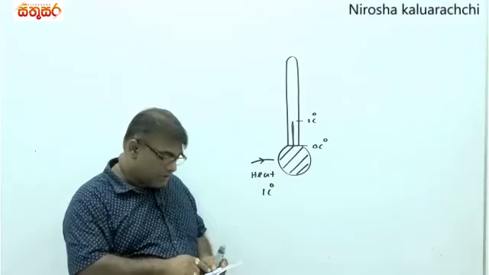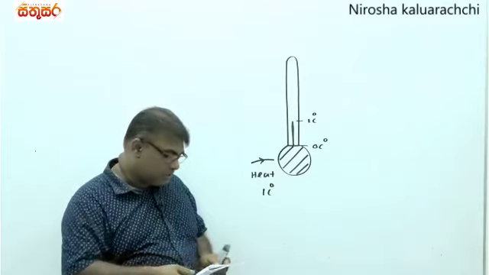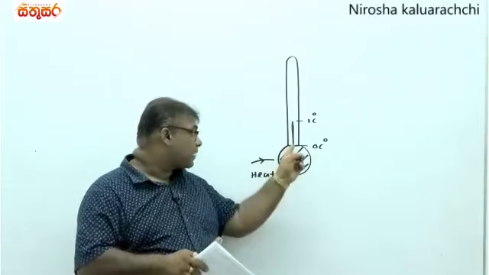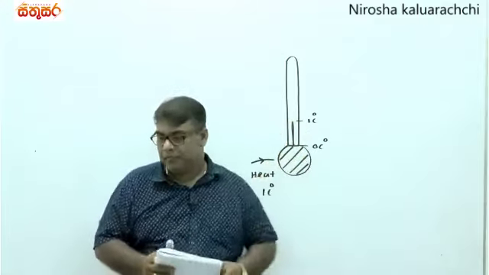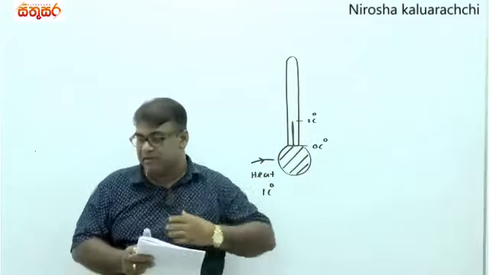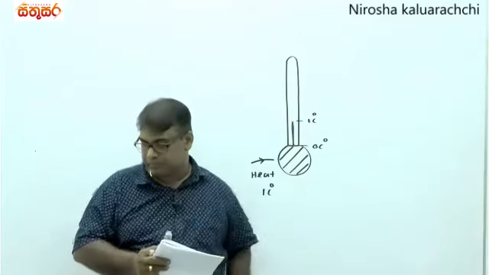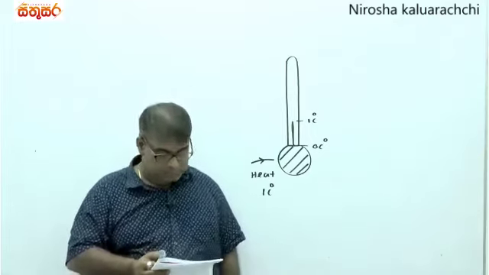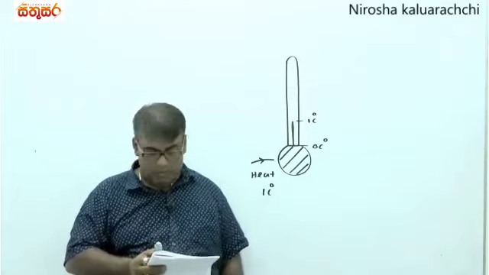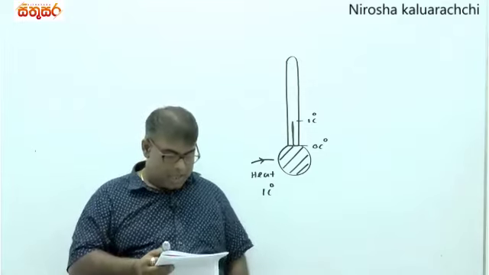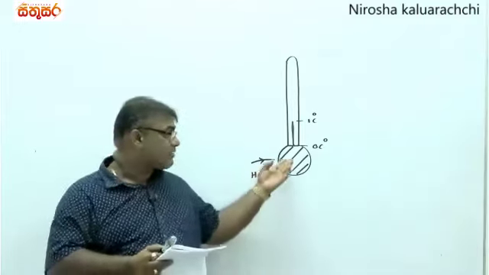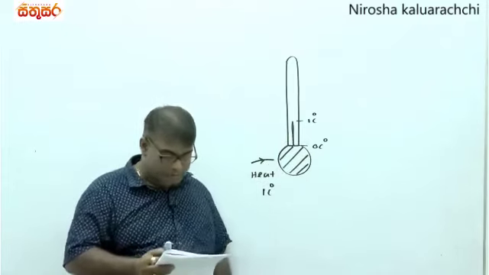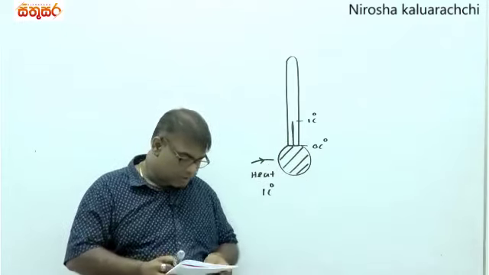298. Write the thermometric property of the following thermometers. First one, mercury in glass thermometer. Expansion of mercury column. Write down. Expansion of mercury column. B, alcohol in glass thermometer, same as mercury glass thermometer, expansion of alcohol column.